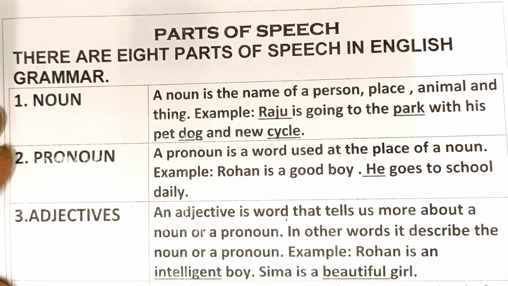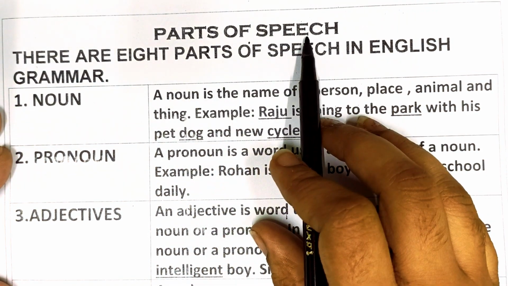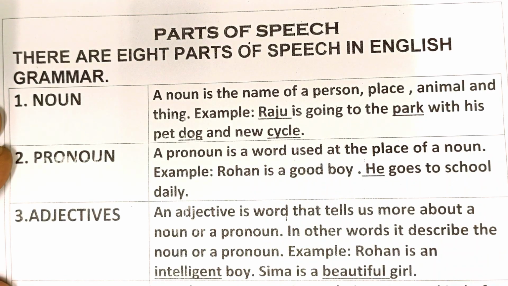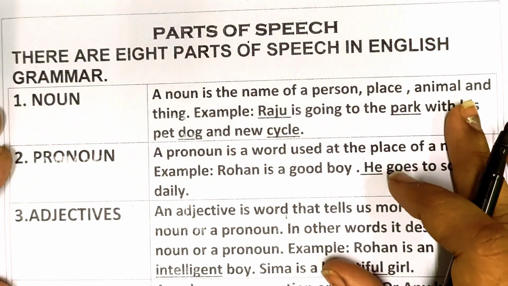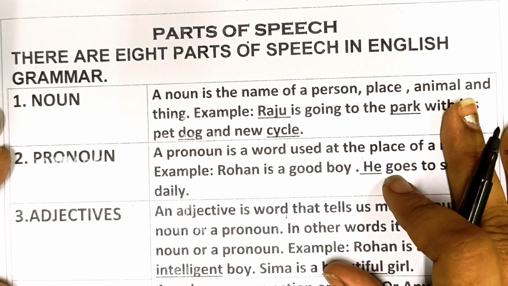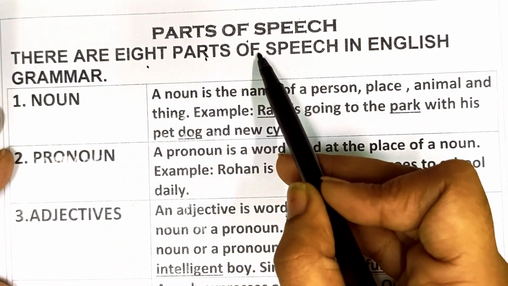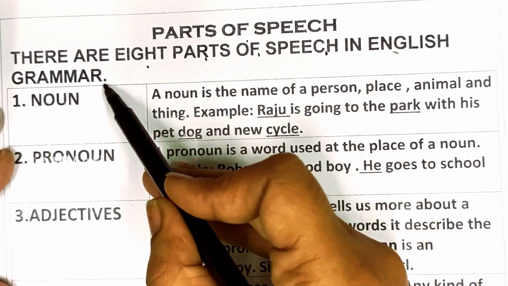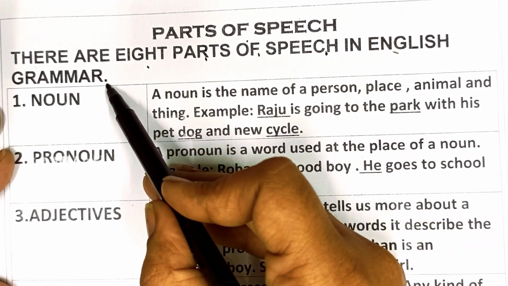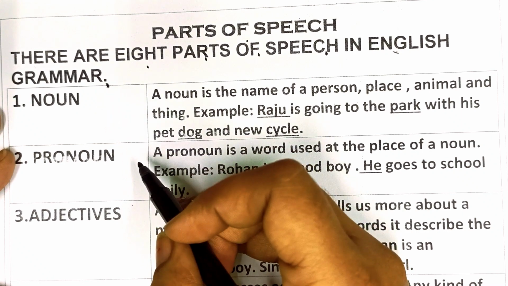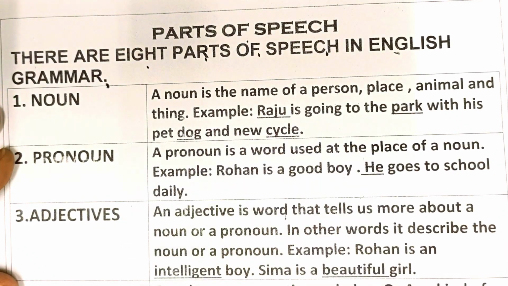I am here with my very important topic of English grammar, that is parts of speech. This is a very important topic for English grammar. So let's start understanding this. See, there are 8 parts of speech in English grammar. Very important question you must understand. In English grammar we study about 8 types of parts of speech.